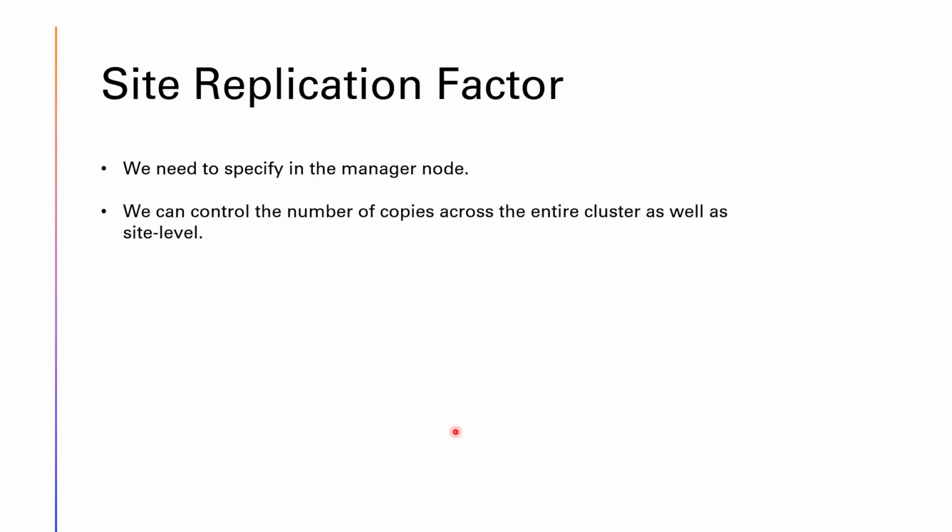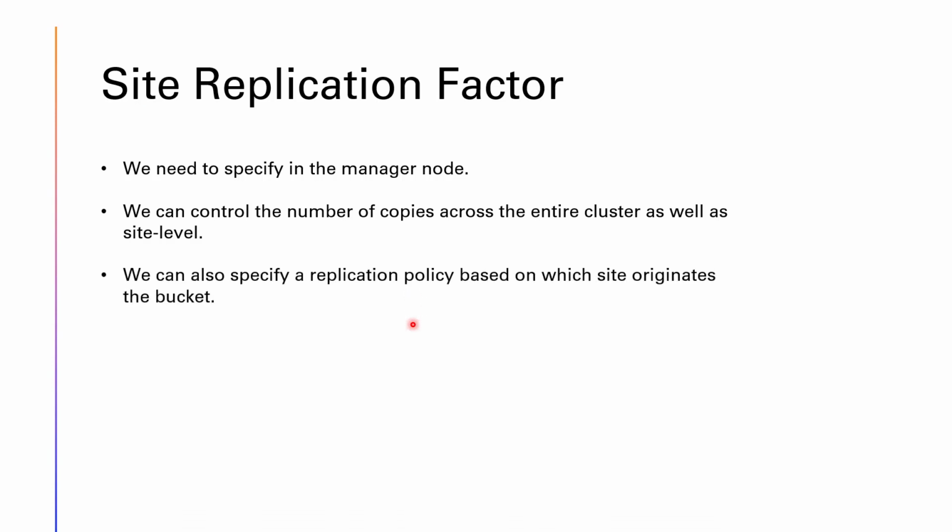In terms of its controllability, we can control the number of copies. The replication factor tells us how many copies of the buckets or data we will be storing in the cluster, apart from the actual data. So we can control the number of copies across the entire cluster as well as across each site, at the site level as well. This is important stuff which is not present in the normal clustering replication factor. That's why they have a separate name called site replication factor.